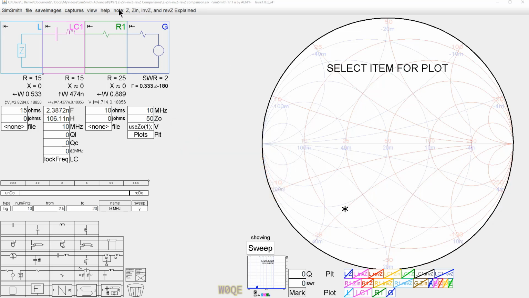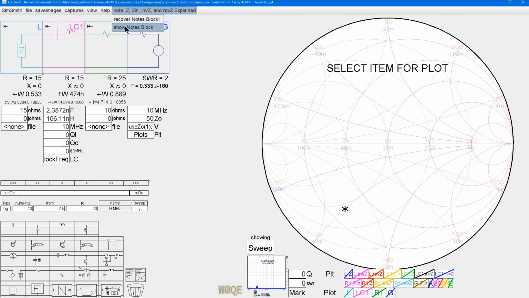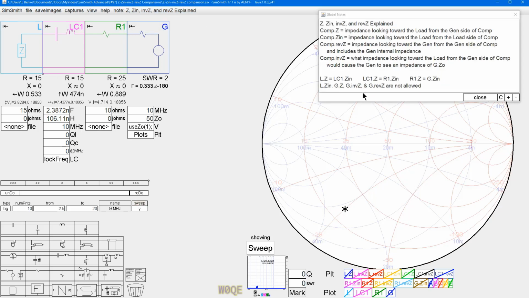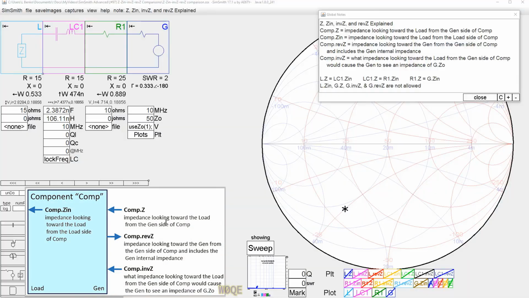Now, I made a note block here that describes what's going on. I also made a block here that shows it a little more graphically. The notes block is really nice to be able to put stuff in a SimSmith circuit to remind you if you go back and look at it a month later what's actually going on. This is just done for the video though. So let's look at what we have.